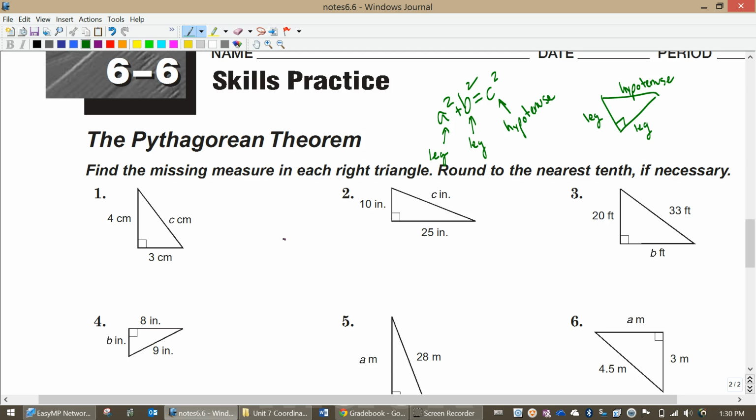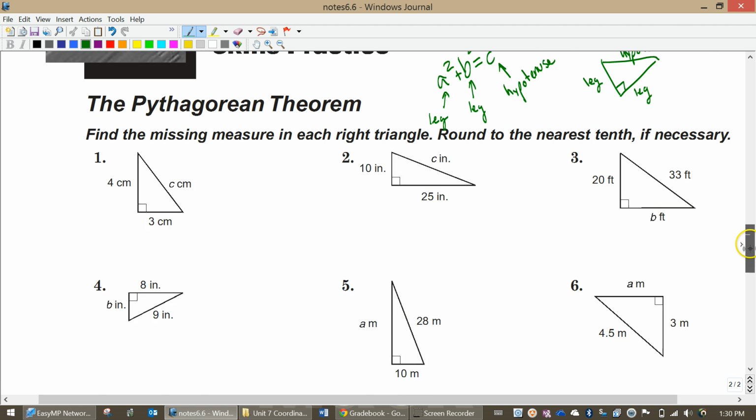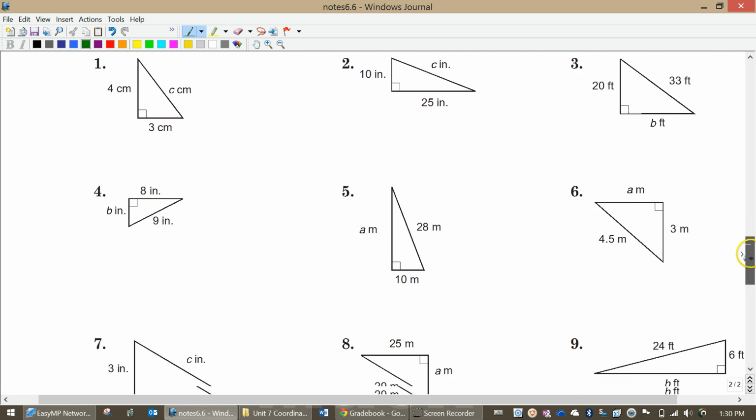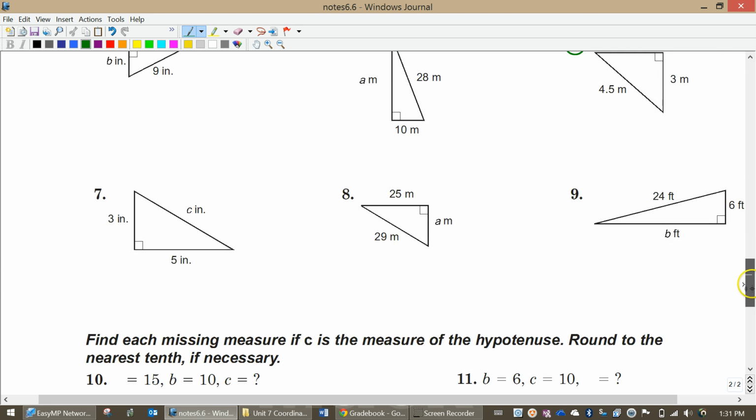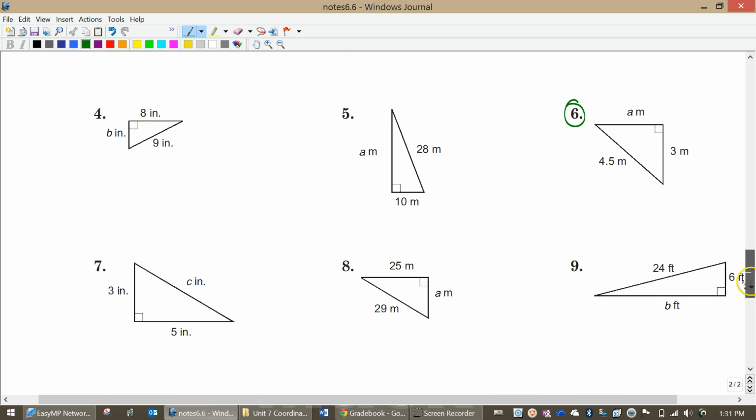Just got to be super careful with that. Check this out. Part of these directions say round to the nearest tenth if necessary. In this particular context, the only problems that it's necessary to do that in are 6 and 6.